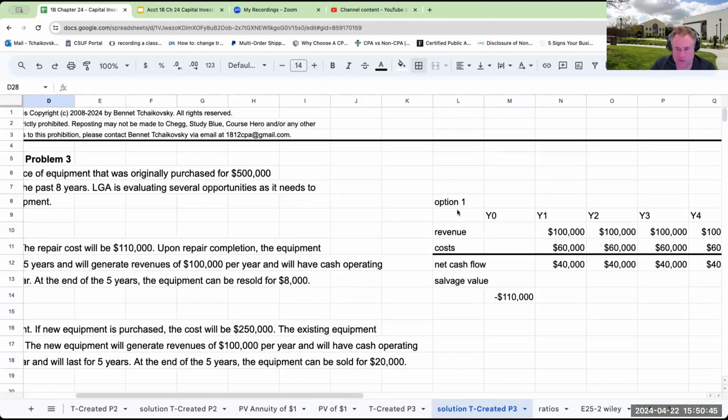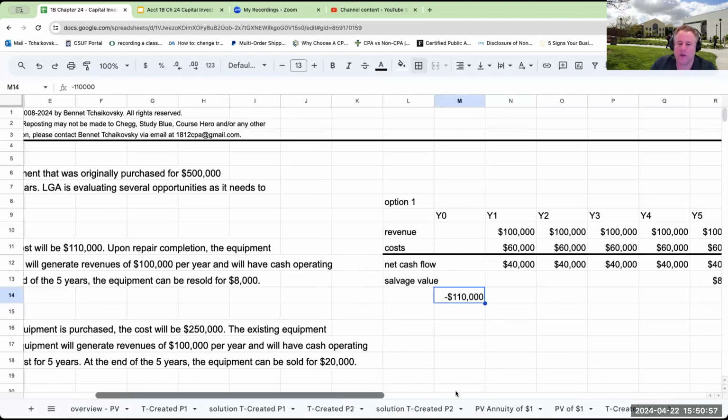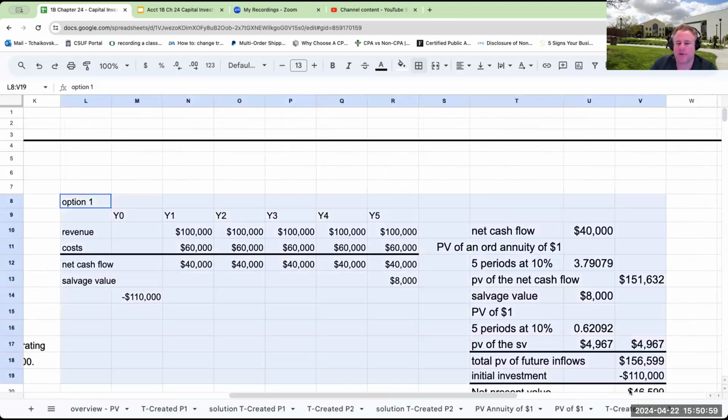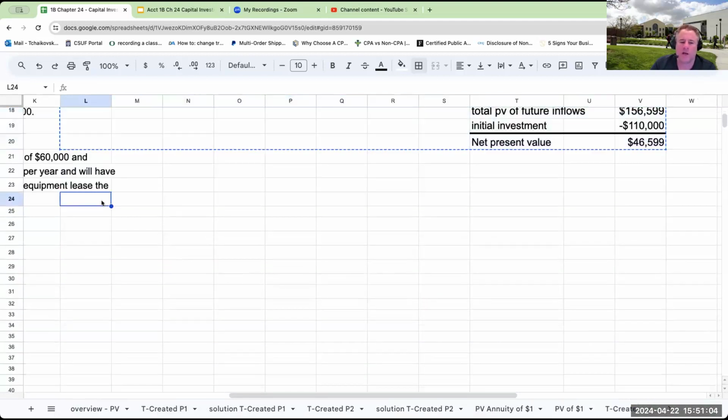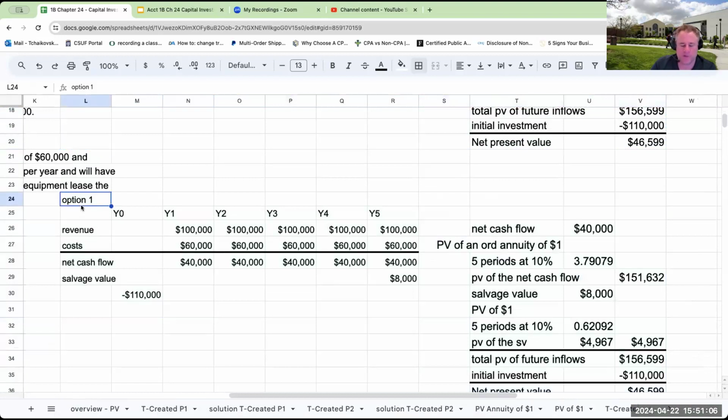Again, if I'm going too fast for you, if these present value concepts are not making sense, go back and look at my T created problem 1. I will put a link to that in the video below. Okay, so let's go ahead and take a look now at option 2. And because we've done all this work, why not reuse it?